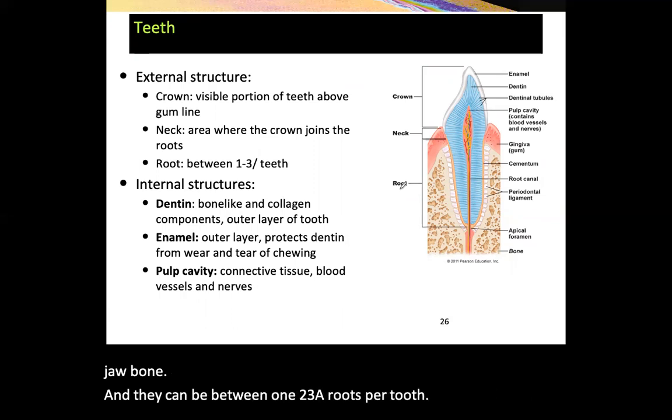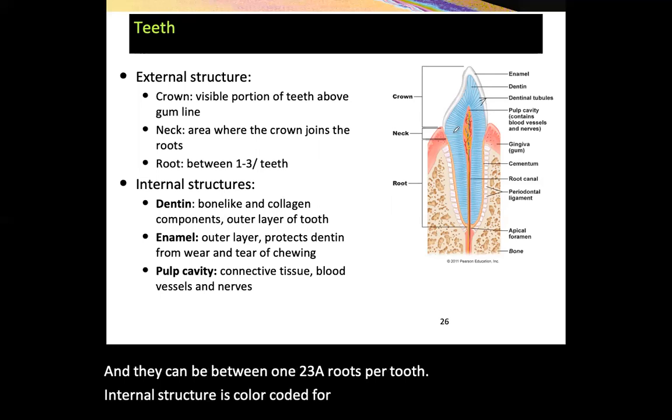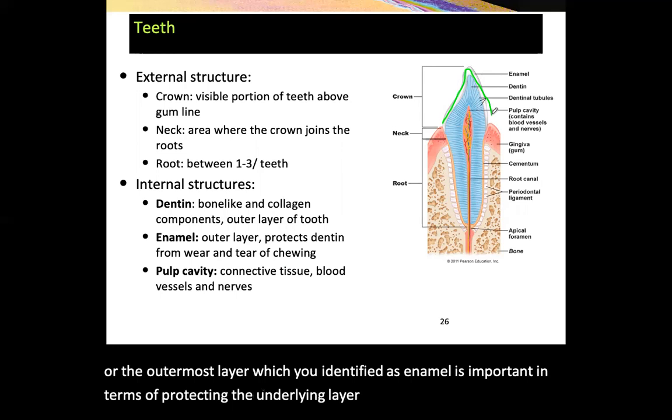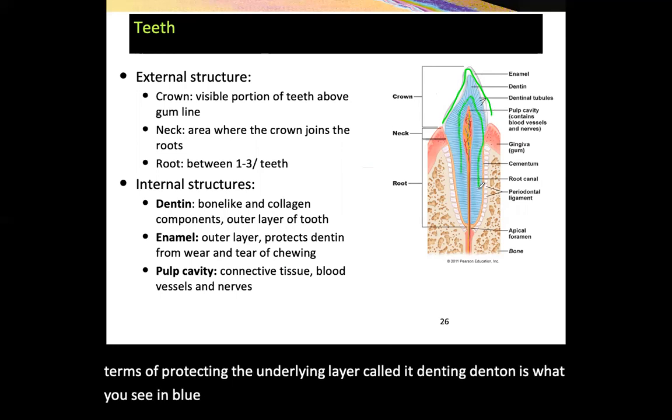The internal structure is color coded for you. So what you see here is the top or the outermost layer, which you identified as enamel. Enamel is important in terms of protecting the underlying layer called the dentin. Dentin is what you see in blue. So this structure is dentin.